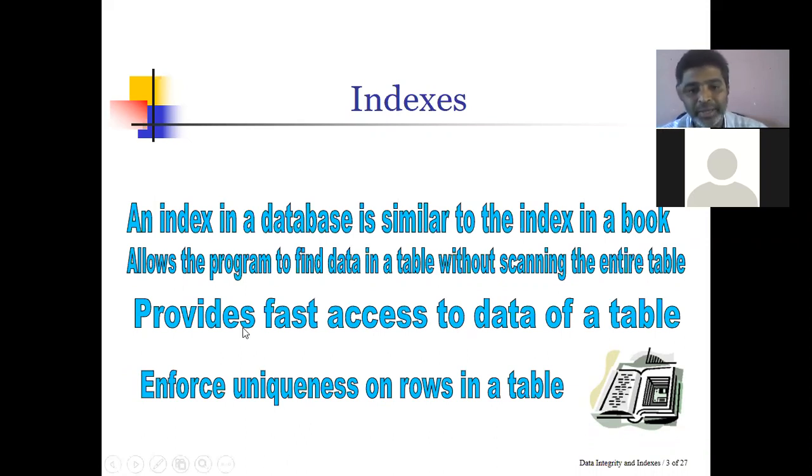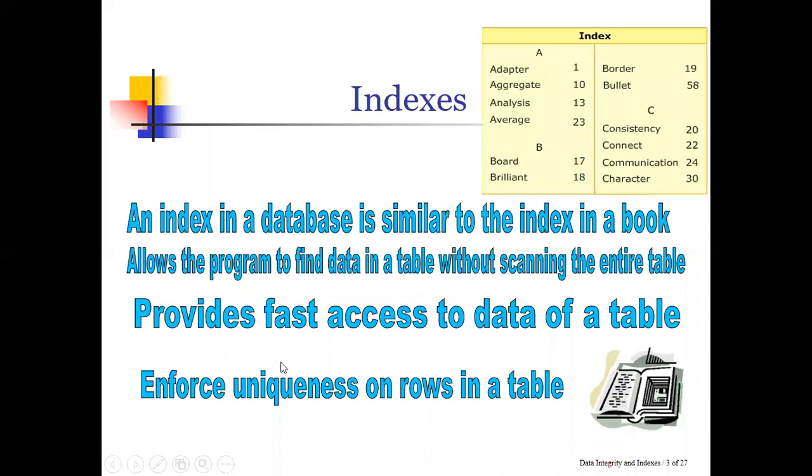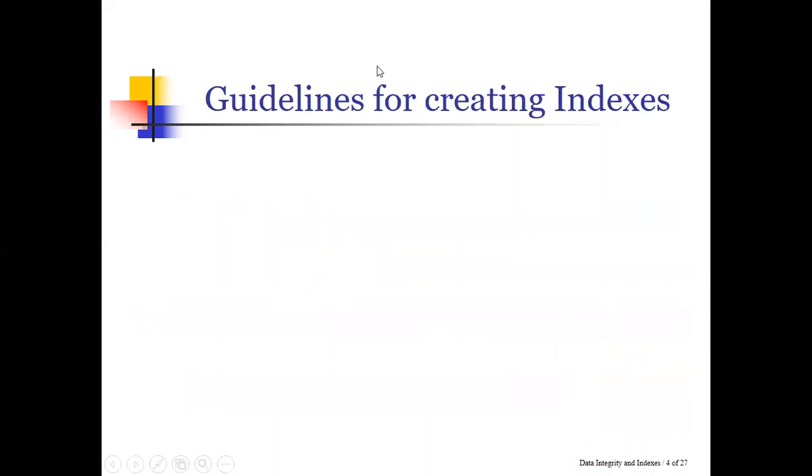By applying indexes, we can also enforce uniqueness on the rows in a table. So these are some points about the index. It's something like the index at the end of a book, with all these particular topics sorted in alphabetical order, and we can easily locate what it is and the respective page, and then jump to that page.